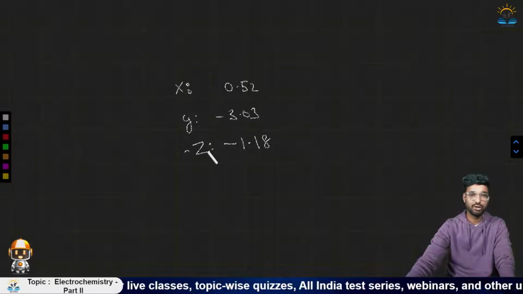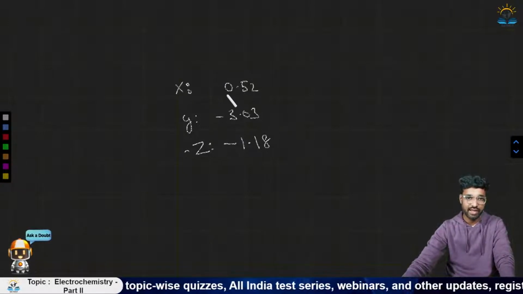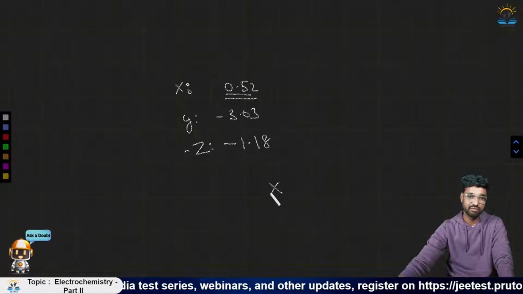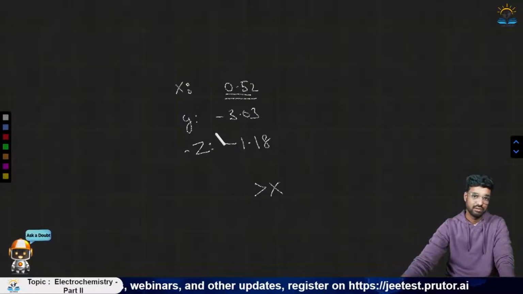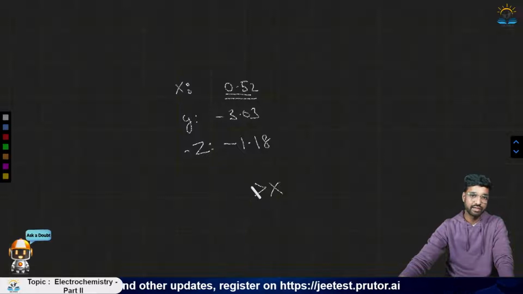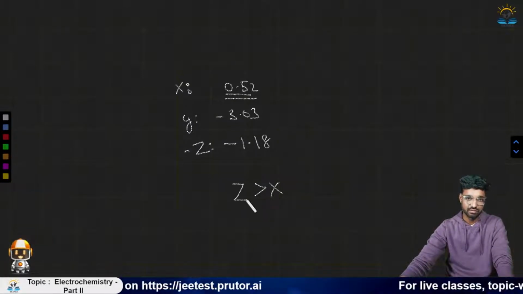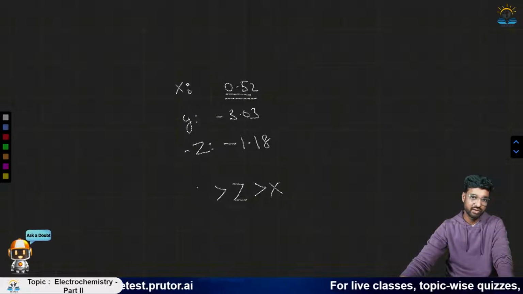These are all the values of the reduction potential. Now this x has a greater reduction potential, so it will have the smallest reducing power. So x will be at the least. Now out of these two, z has a greater reduction potential, so it will have the next place, and similarly y.